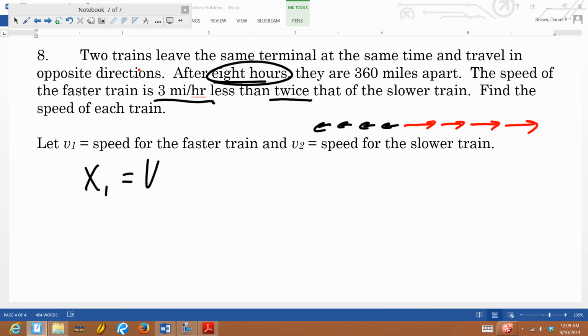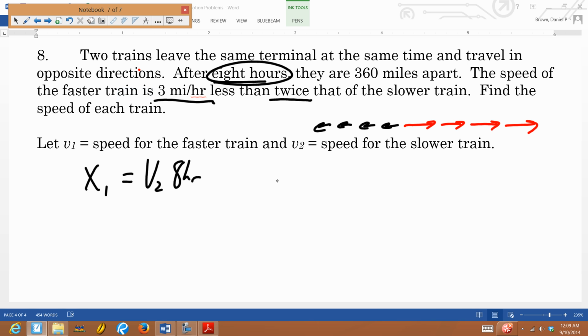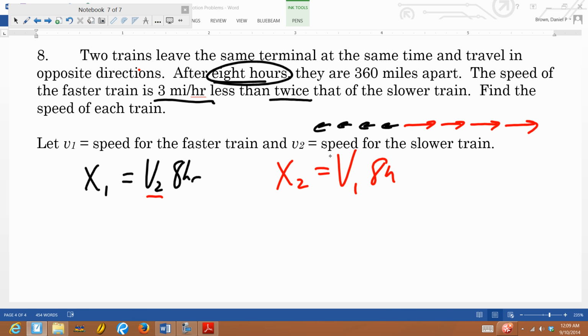Okay, and it's going to have a velocity v2, and it's going to go for 8 hours. And let's jot down an equation for the faster train. It's going to have a different displacement, and that's going to be equal to 8 v1. So v2 here, I use v2 because it says this is the slow train. Okay, I'm using v1 over here because my faster ones are right arrows, but it says v1 is the fast train.